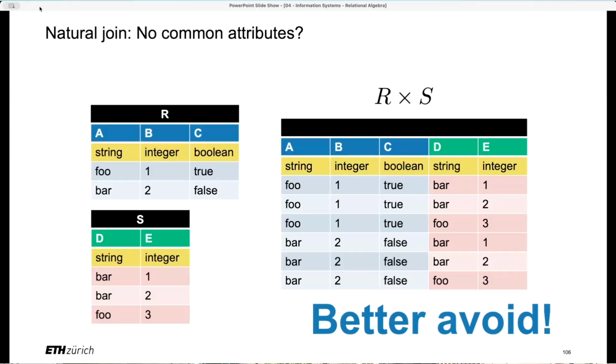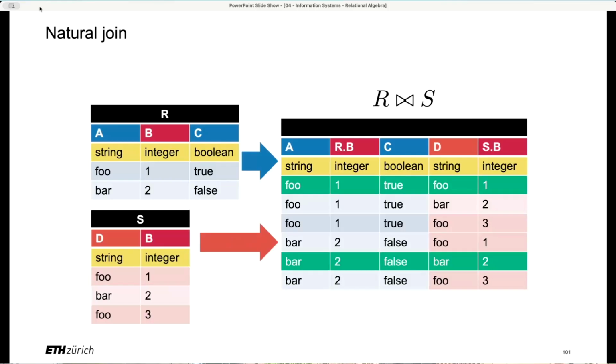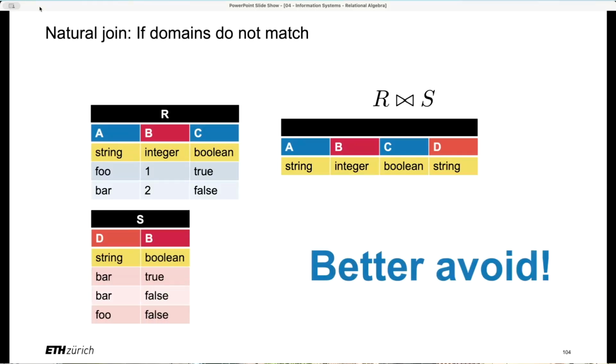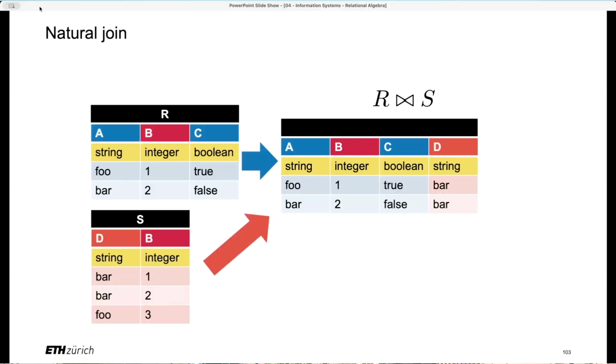So we only take a natural join when, first, the attributes overlap, so there are attributes in common on both sides. And for these attributes that overlap, the domains also match, like here. This is a natural join as we will do it. Okay?